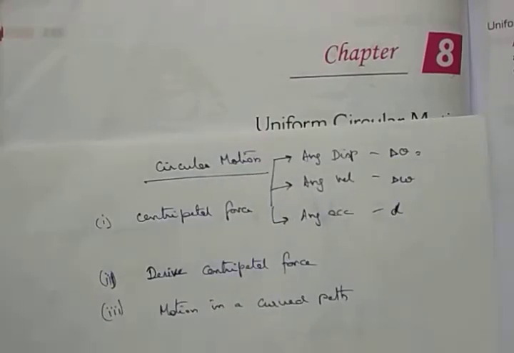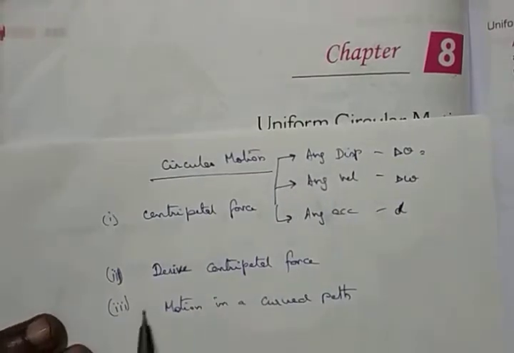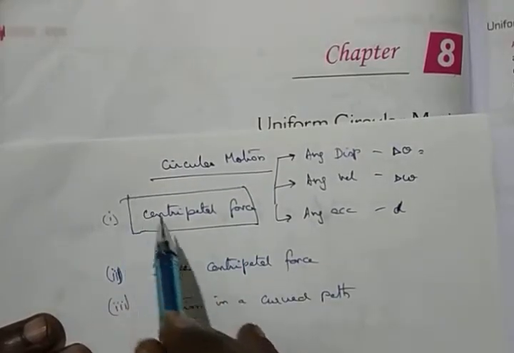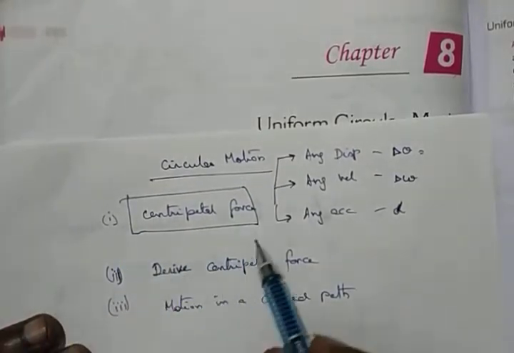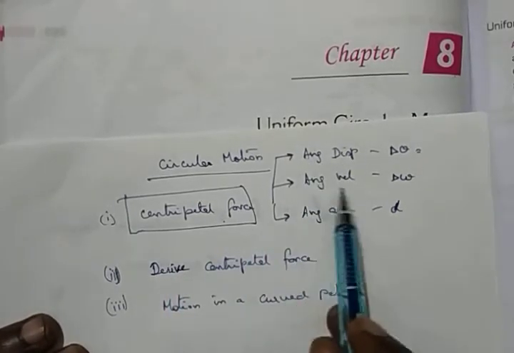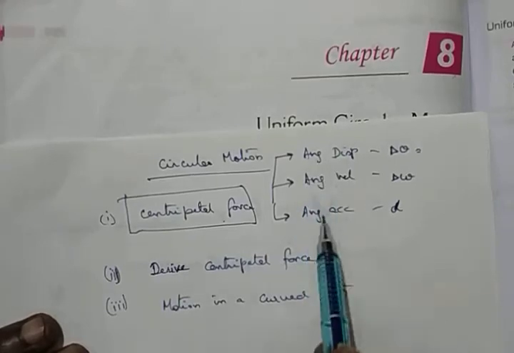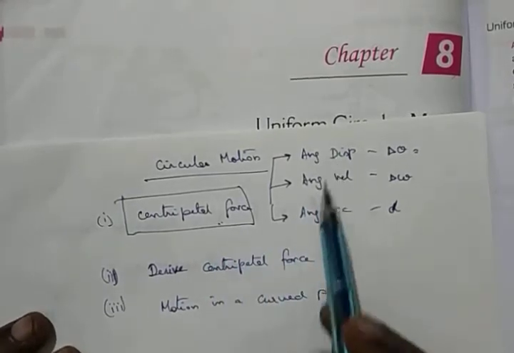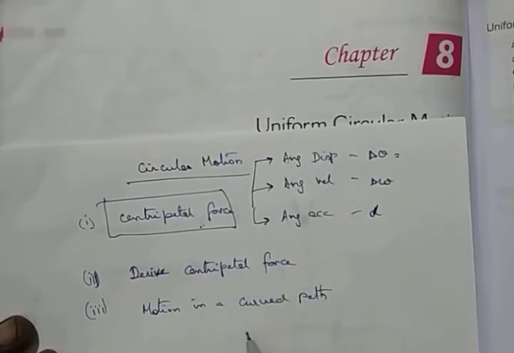So in circular motion, the main thing that will be stressed again and again is centripetal force. In order to come into the centripetal force, you should know these three things before itself. These are the prerequisites to get into centripetal force: angular displacement, angular velocity, angular acceleration.